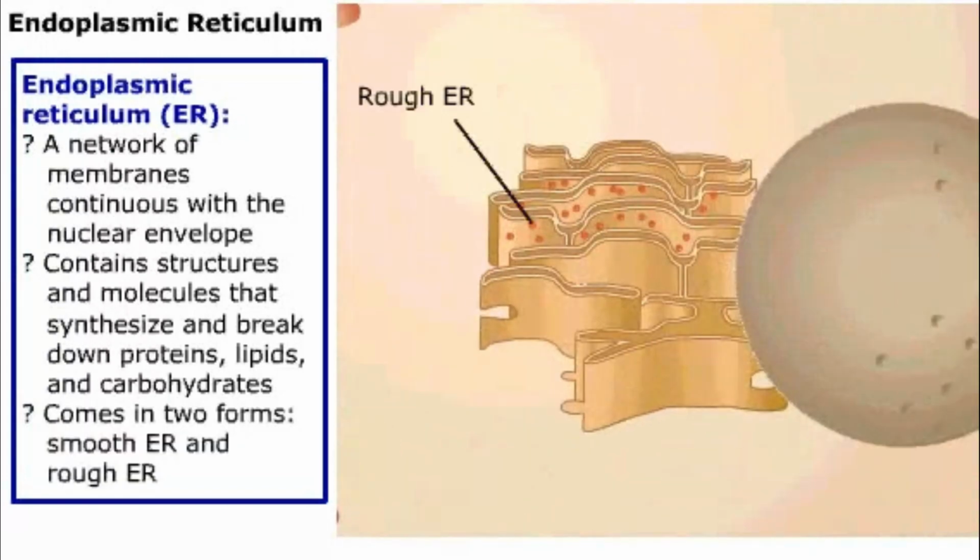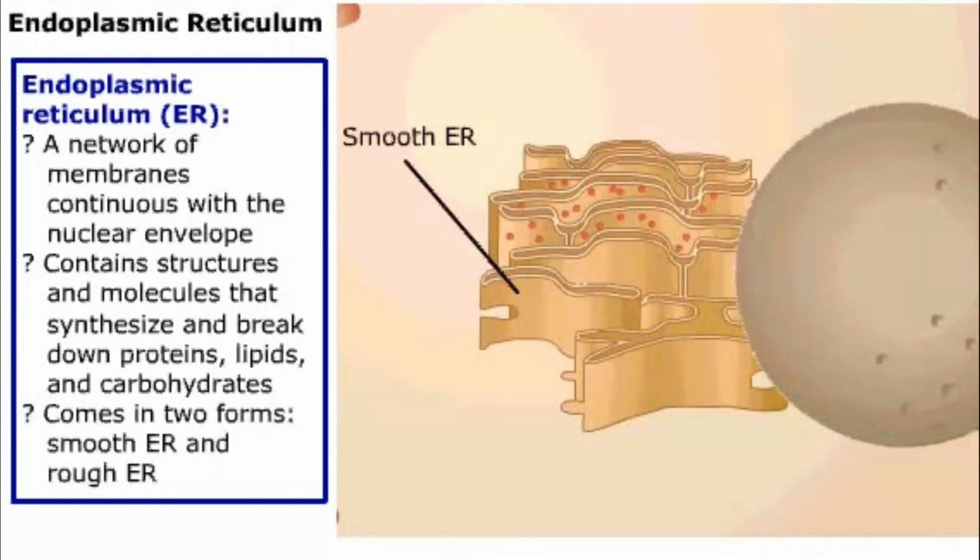Rough ER, named for its bumpy appearance, contains ribosomes that synthesize proteins destined to be packaged inside organelles or released outside the cell. Smooth ER, which lacks ribosomes, is mainly responsible for the synthesis and breakdown of small molecules. Many proteins synthesized in rough ER are eventually released outside the cell.